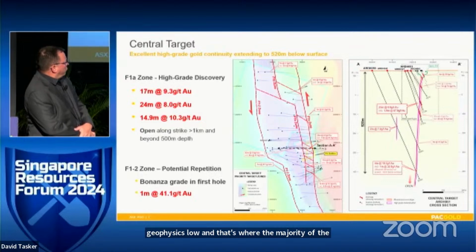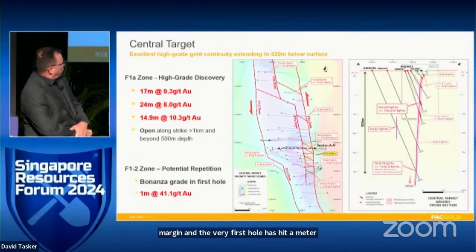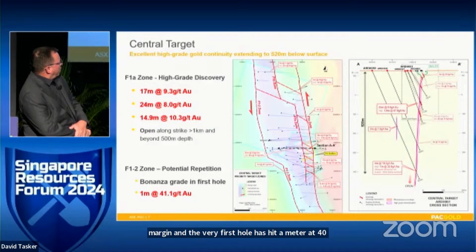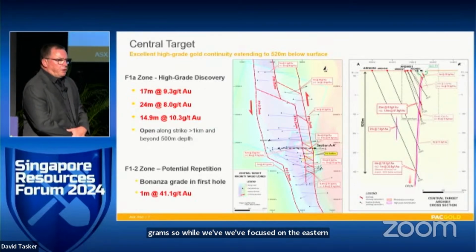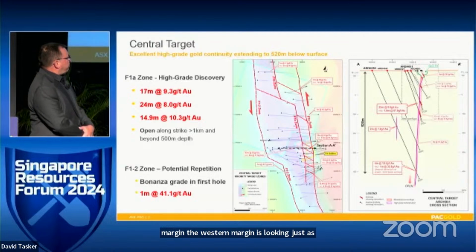But we've drilled one hole on the western margin, and the very first hole has hit a metre at 40 grams. So while we've focused on the eastern margin, the western margin is looking just as prospective, but we haven't drilled enough holes yet to determine.